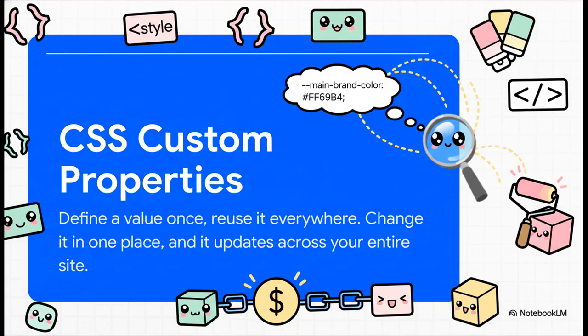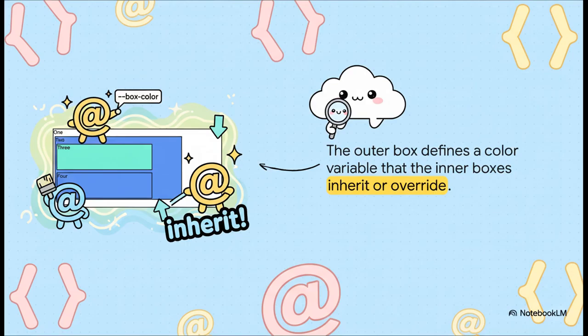Instead of typing the same color code in 20 different places, you define it once as a variable, say --main-brand-color. Then you just use that variable everywhere. And the magic part? If you need to change the brand color, you change it in that one spot and your entire site updates instantly. And what's cool is that variables play by the same cascade rules we already know.